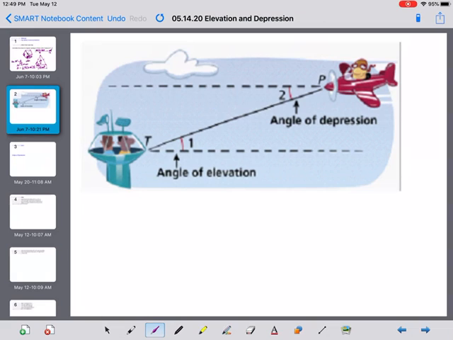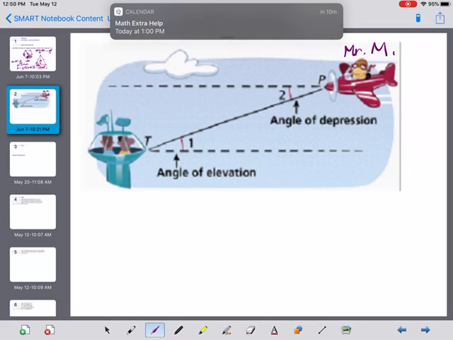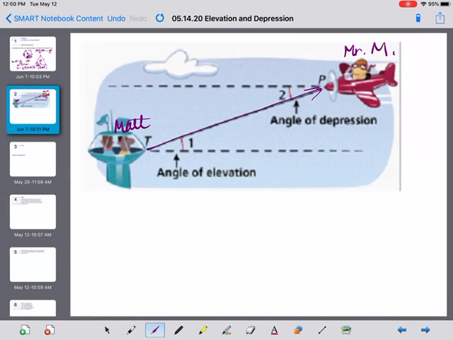So now we have to learn about angle of elevation and angle of depression. So let's say I'm flying in an airplane here, and we have Matt here in the tower. Okay, Matt is looking up at me at what we call an angle of elevation. That's here, angle 1. I'm looking down at Matt at an angle of depression. And notice angle 2 is the angle of depression.